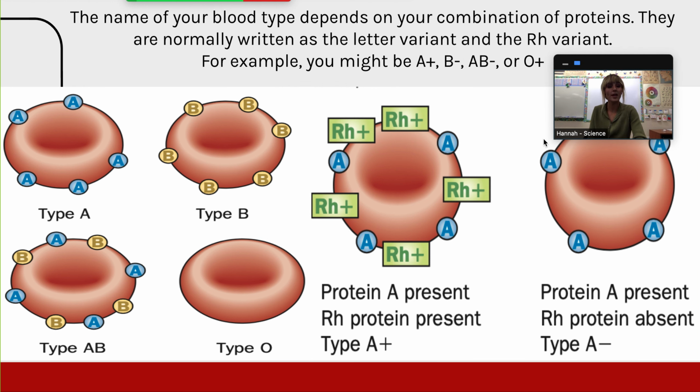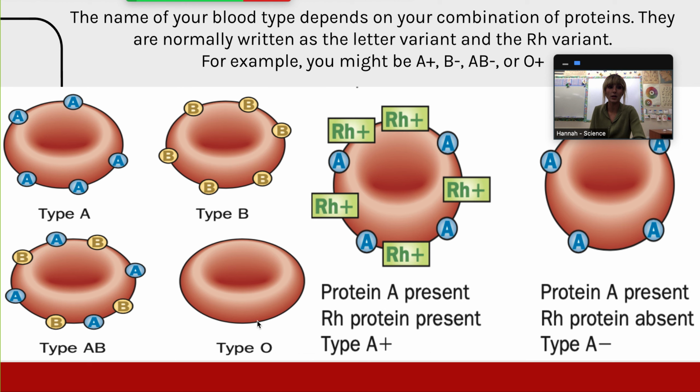And so as I said before, the name of your blood type depends on your combination of proteins, and they're normally written as the letter and then your Rh. So I could be type A positive, right? Or I could be type A negative. And so if this had the Rh on it as well, that would be B positive. Type O doesn't have A or B. And then if type O also didn't have the Rh factor, then it would be O negative. But if it did have these, then it would be O positive. Once again, the proteins that you have are the ones that determine what your blood type is. Simple as that.